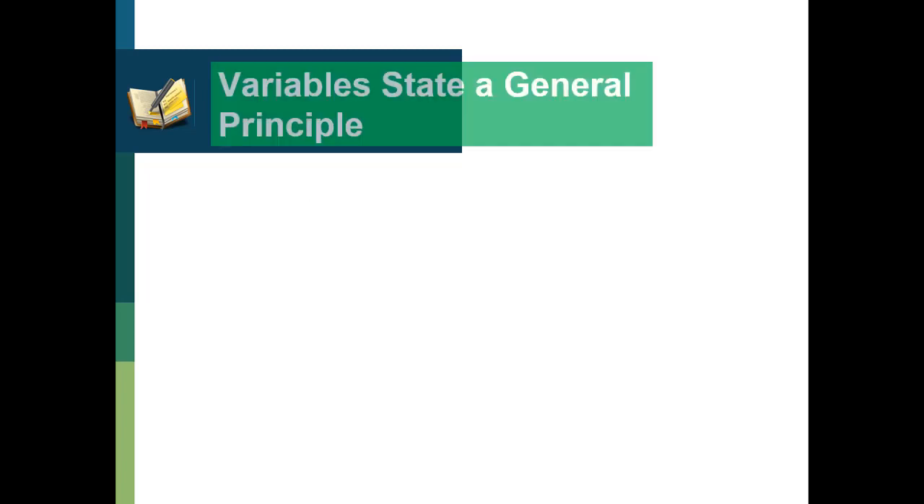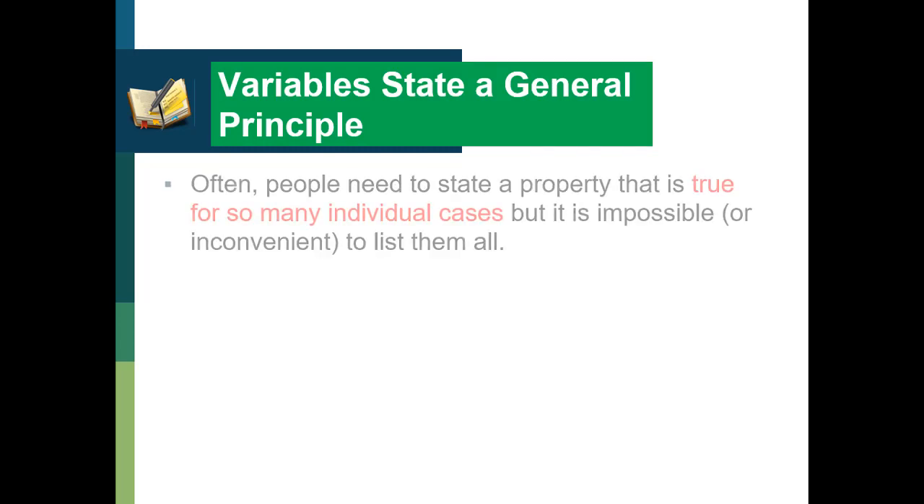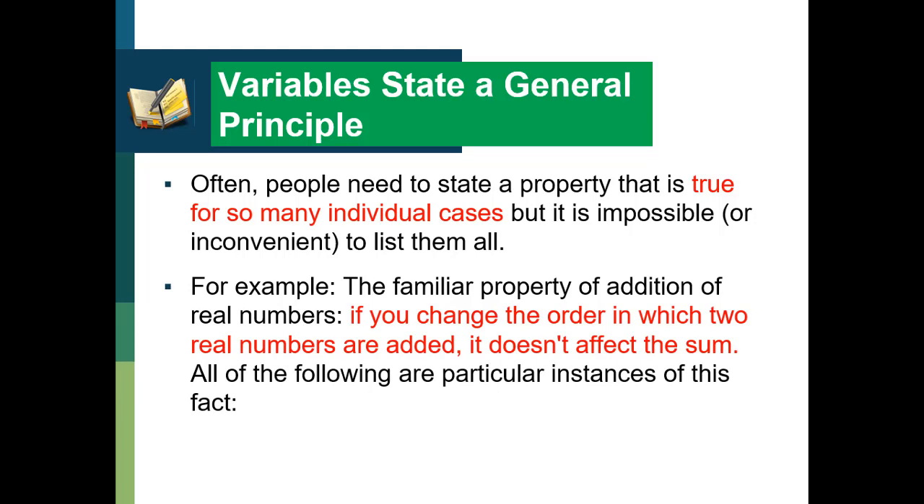And this is, variables state a general principle. Often, people need to state a property that is true for so many individual cases, but it is impossible or sometimes inconvenient to list them all. For example, the familiar property of addition of real numbers: if you change the order in which two real numbers are added, it doesn't affect the sum. Popularly, this is known as the commutative property of addition.